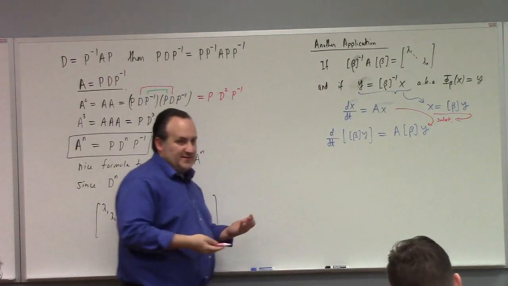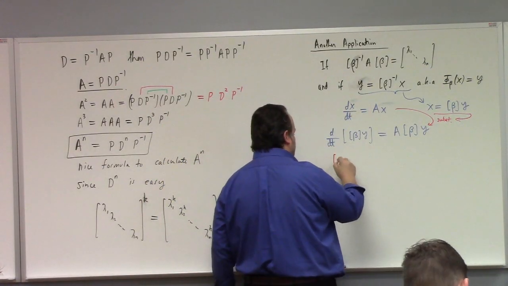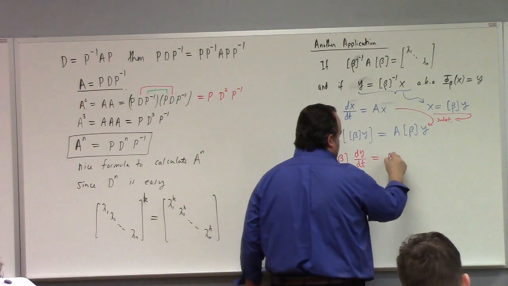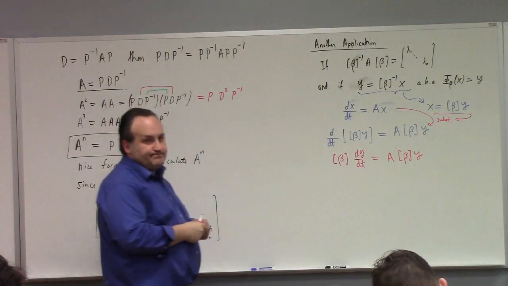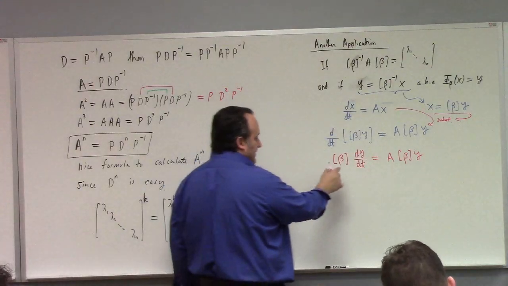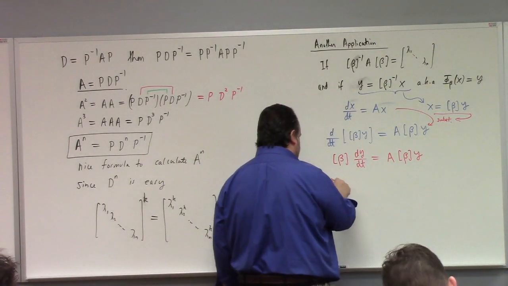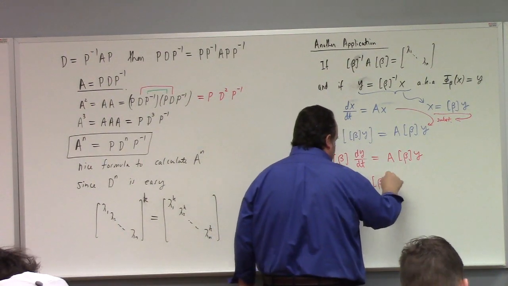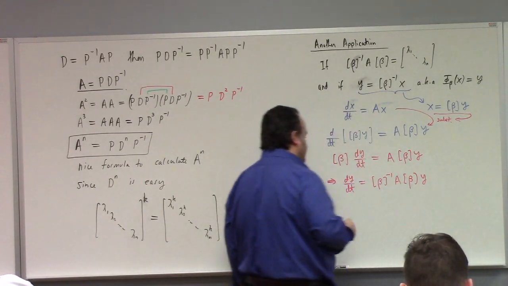There is no time dependence to the basis, right? So I can pull the basis out of the derivative here, by the rules of calculus we talked about. Then I can multiply by the inverse of the beta matrix on both sides, and this gives me that dy/dt is equal to the basis matrix inverse times A times beta times y.